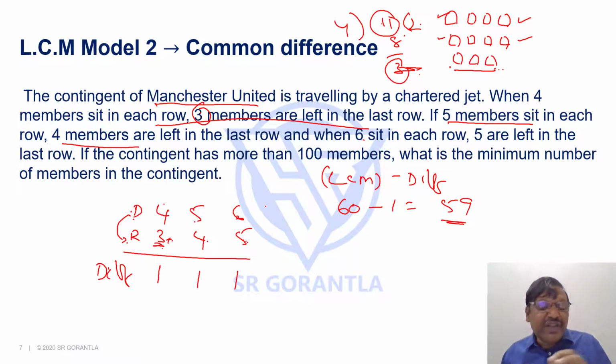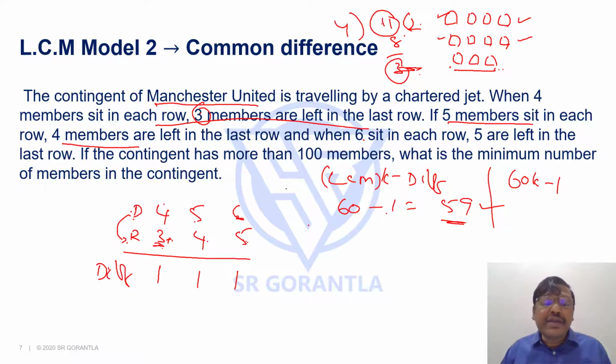So it is easy to remember: when there is a common remainder, add the remainder. When there is a common difference, subtract the difference. So the least number is 59. Any other number that satisfies this condition will be in what form? 60k minus 1. That is LCM and its multiple minus difference.